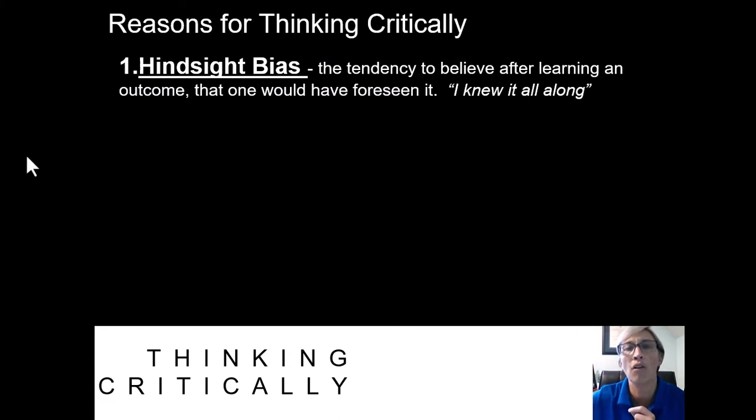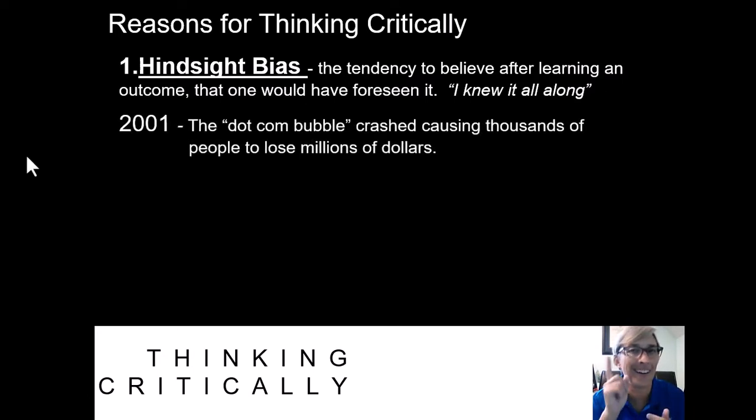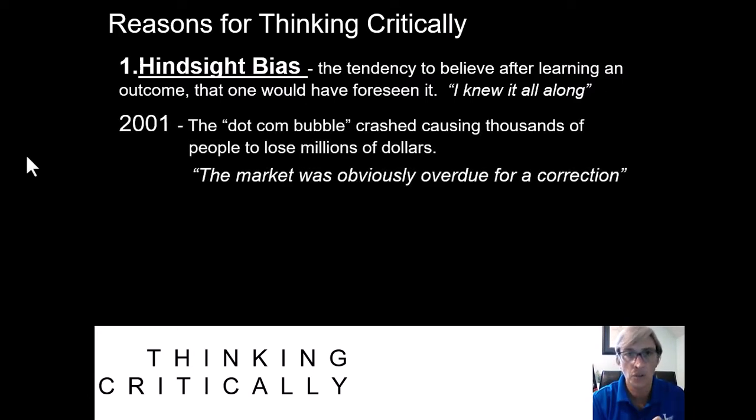So when we look back on critical events, on big current events in maybe US history, we have this "I knew it all along" phenomenon known as hindsight bias. And so here's a couple examples where people might say, I knew that was going to come. In 2001, there was a dot-com bubble which crashed and all these different businesses went kaput. Leading up to 2001, if we'd been paying attention to the economy, some economists might look back on that and say, yes, of course, the market was obviously overdue for a correction. Duh, you should have known it was coming.